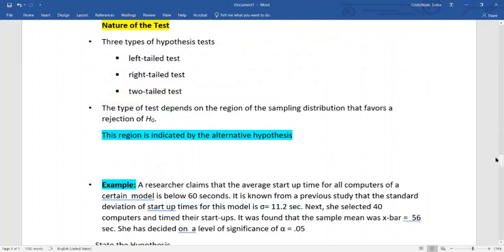Another important part of hypothesis testing is the nature of the test. There are three types of hypothesis tests: left tail test, right tail test, and two-tailed test.